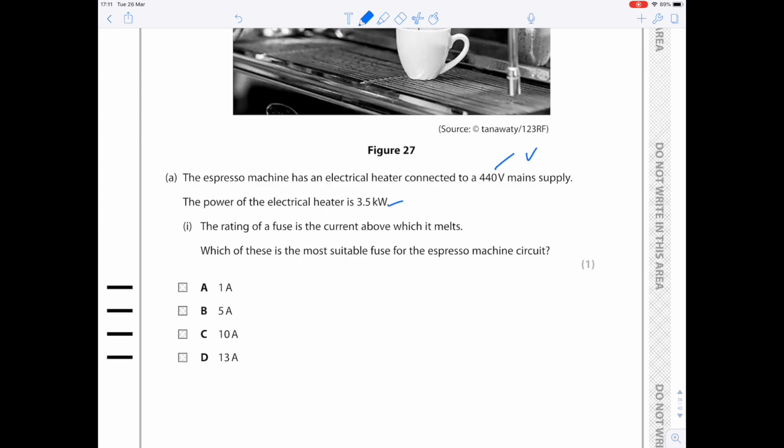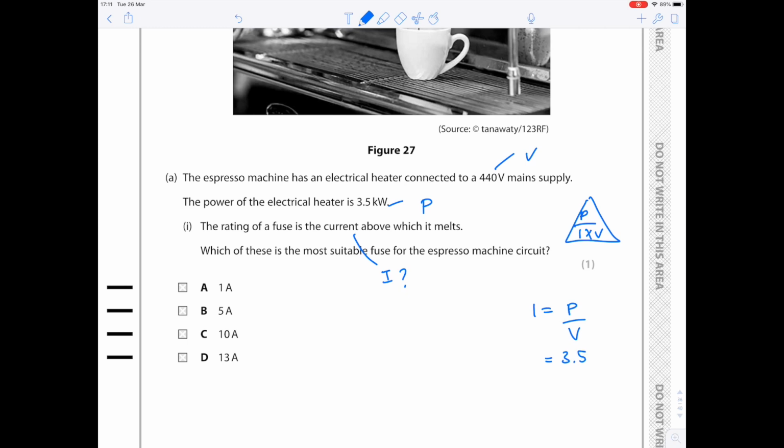So we have voltage here, we have power. We're trying to work out what the current should be, so actually we need to do a little calculation to work out current, so then we can select the appropriate fuse. So P=IV is the formula triangle you need this time, whereby current is power divided by voltage.